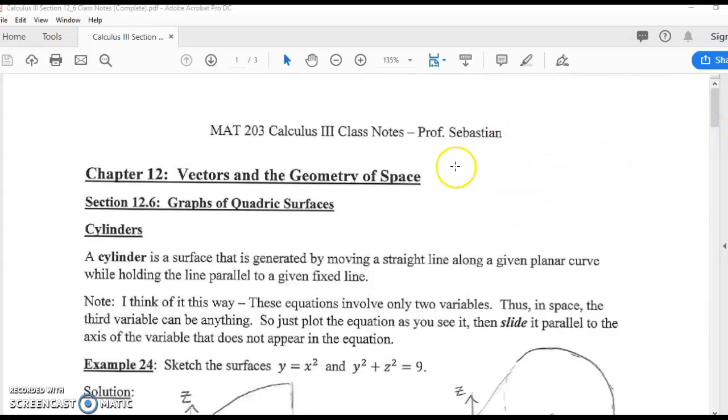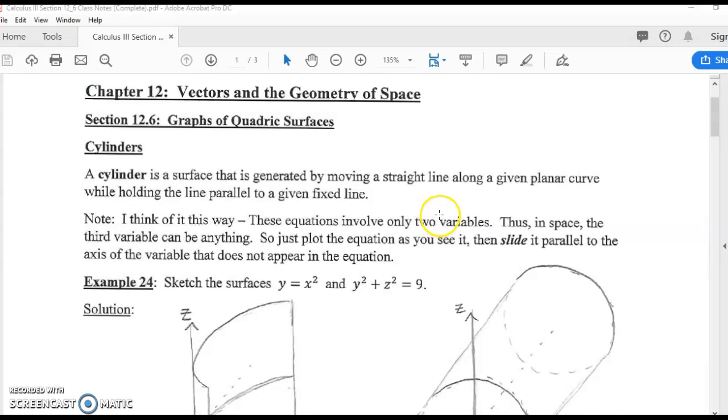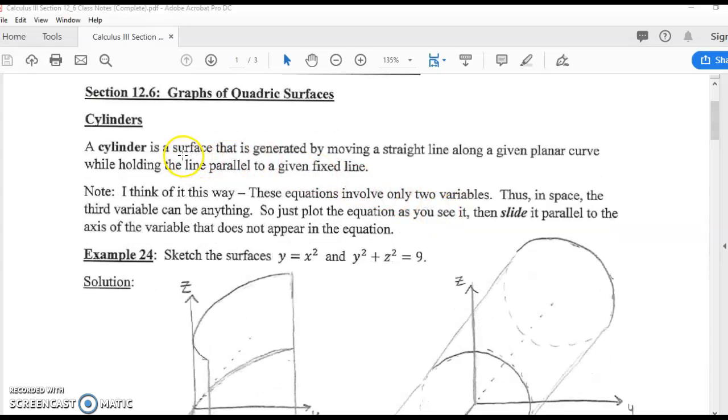Okay, so we're on page 21. And first of all, we want to look at cylinders. Now, you probably think of a can or something when you think of a cylinder, but a cylinder mathematically is a surface that is generated by moving a straight line along a given plane or curve while holding the line parallel to a given fixed line. I think of it this way. These equations involve only two variables. Thus, in space, the third variable can be anything. So just plot the equation as you see it, then slide it parallel to the axis of the variable that does not appear in the equation.